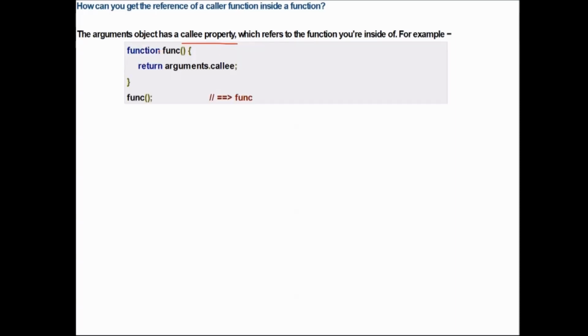The other question may be, how can you get the reference of a caller function inside a function? The arguments object has a callee property which refers to the function you are inside. For example, you see function func returns arguments.callee. This is a callee property. So arguments.callee, this arguments object has a callee property which refers to the function you are inside. So you are inside this function, so it will tell you where you are. So func, it will tell you where you are.